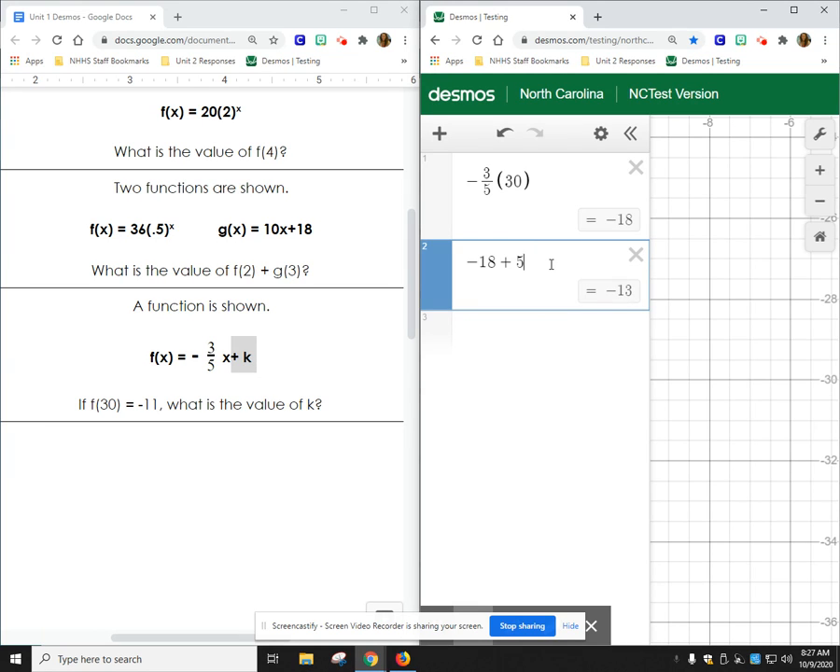I added 5, and that gave me -13. So obviously I need to add some more. So if I added 7, that gives me -11, which is my -11 result. So the answer to this question is 7.